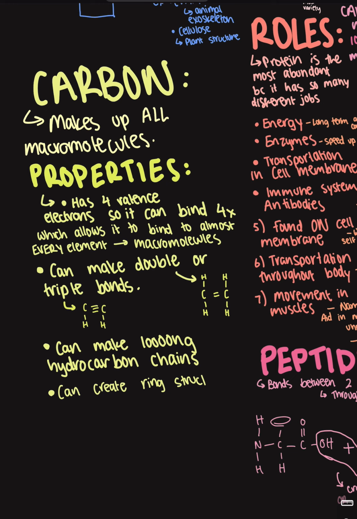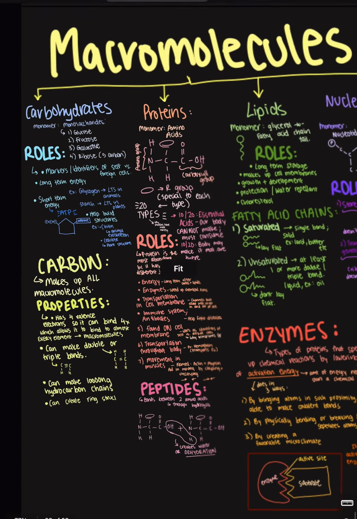Because they can bond a lot of times, they can make long hydrocarbon chains in which the carbons bond with each other, but then they also bond with hydrogens, which are called hydrocarbon chains. And the last one is that they can create ring structures because carbons can bind with themselves, so it may end up creating a ring type structure.